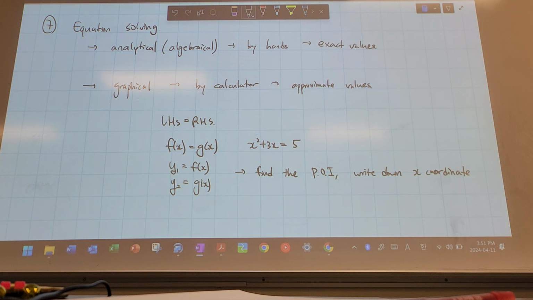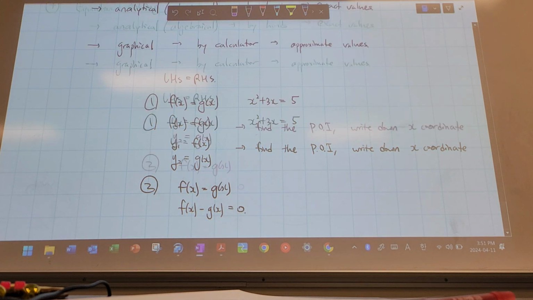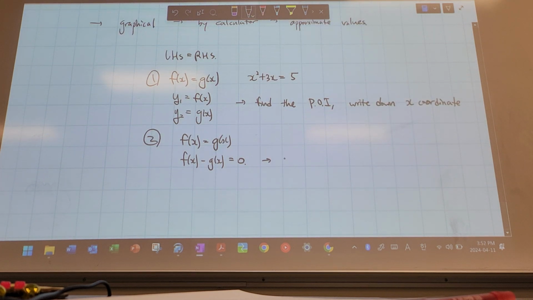Even if it's 0, I suggest that we use the left hand side equals right hand side method. On the second line, just type in y equals 0, and you find the point of intersection. The other way is to put them into one side. So when you have f of x equals g of x, I don't know why anyone would do this, but you say f of x minus g of x equals 0, and then find the x-intercept. That's one way to do it too.